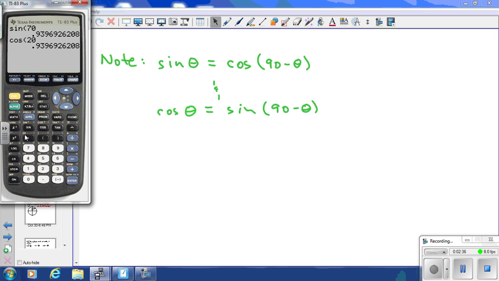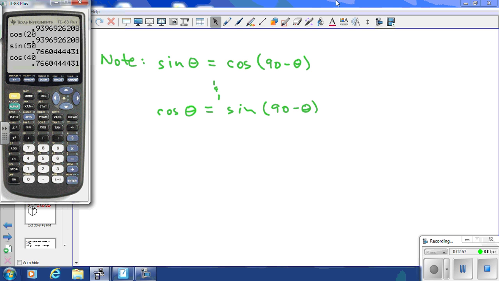But let me demonstrate another one here. So if I do sine of, say, 50 degrees, all right, there I have it, now I'm in degree mode. That's why this is working. I'm not in radians, I'm in degrees. So the sine of 50 should be the same as the cosine of what? You guessed it, 40.